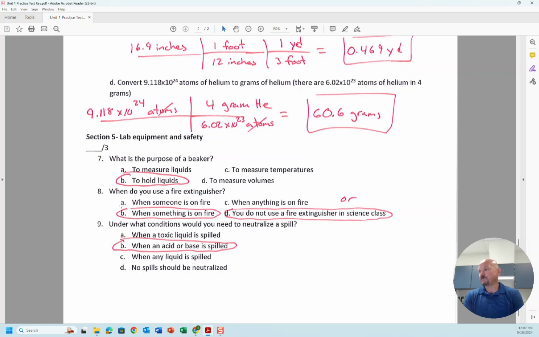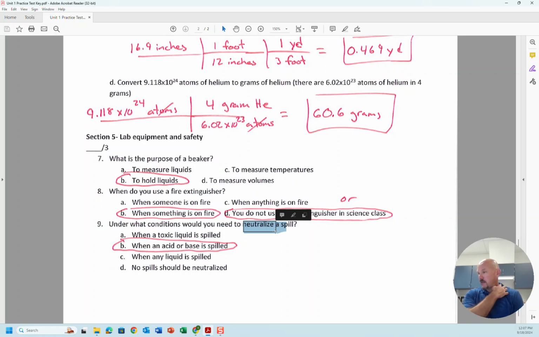But again, if somebody at home is on fire, don't spray them with a fire extinguisher. Try to extinguish the fire by smothering it with a blanket or something, okay, if you can. But if your stove's on fire, and you've got a fire extinguisher, go ahead and use the fire extinguisher for that, okay? And then remember, neutralization, that's a type of reaction.